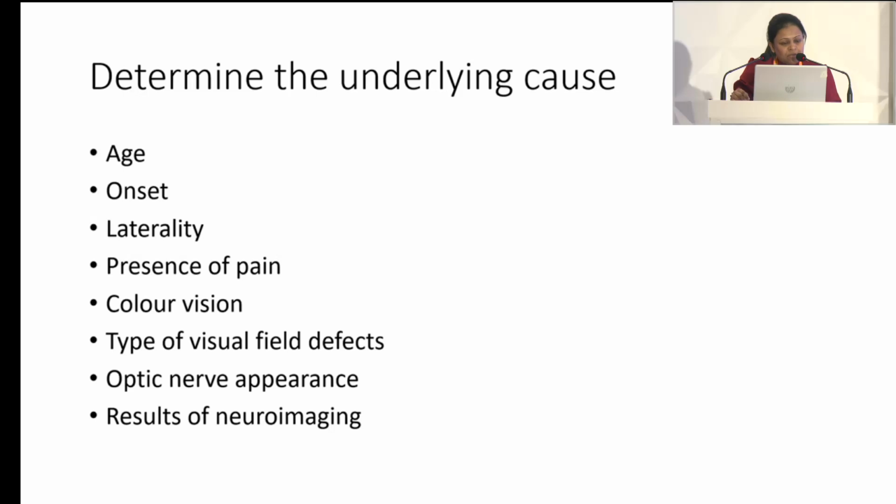So when we are making a diagnosis or determining the underlying cause, we have to take these factors into consideration: age, and the onset. If it is an ischemic pathology, it would be a sudden onset visual loss. If it is an inflammatory pathology, it can progress over hours or days. And the laterality, presence of pain. Non-arteritic ischemic optic neuropathy would be painless, while arteritic will be painful, and optic neuritis also will present with pain. And color vision, type of visual field defects, optic nerve appearance and results of neuroimaging, all these factors need to be considered when we are determining the underlying cause of optic neuropathies.